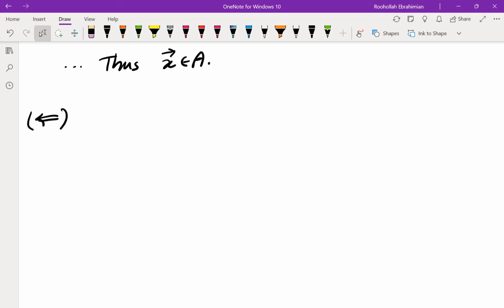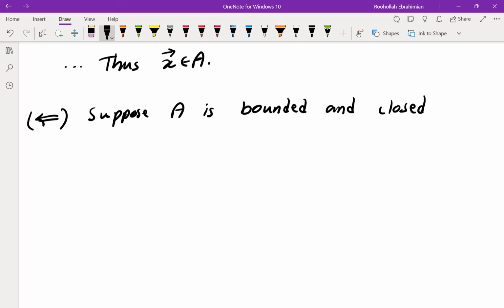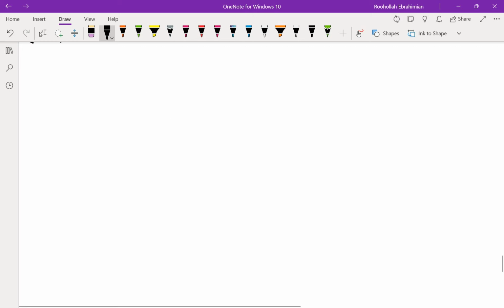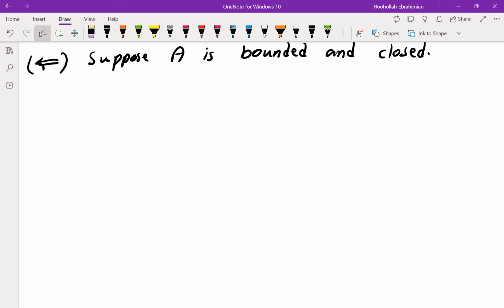Okay, so we have a set. So suppose A is bounded and closed. So here is what we're going to do. Since it is bounded, it's inside some ball. Let me just look at an example in 2 dimensions.